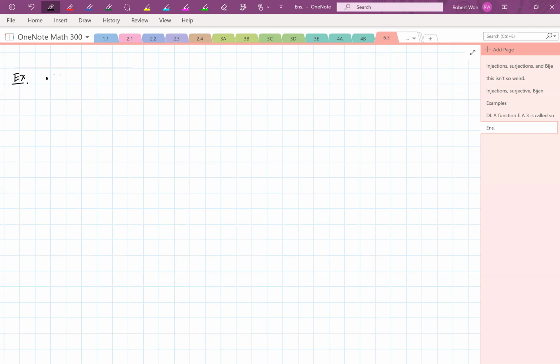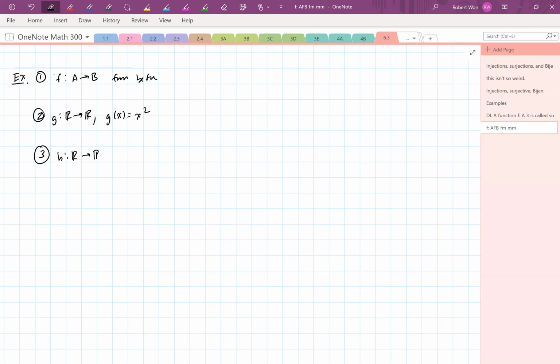So again, f, the function for before. I guess I called it 1 before, so let's call it 1. 2 was g from R to R given by g of x equals x squared. As I write these down, maybe you can start thinking about whether they're surjective.